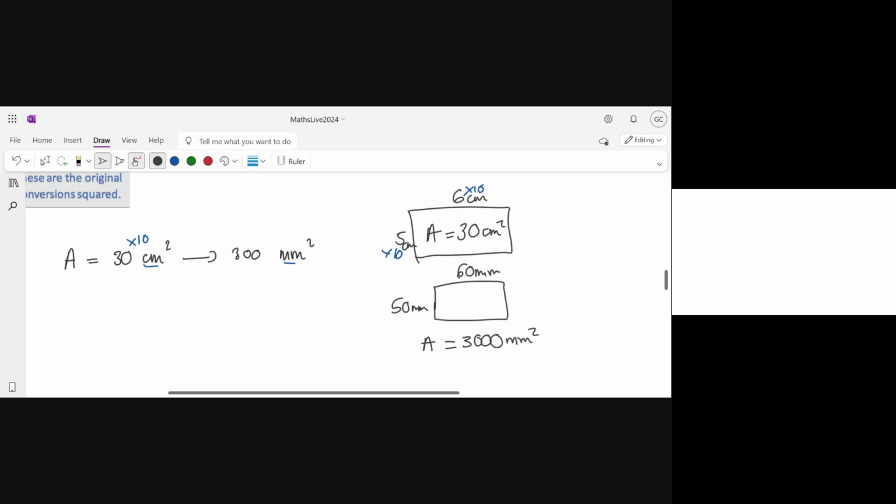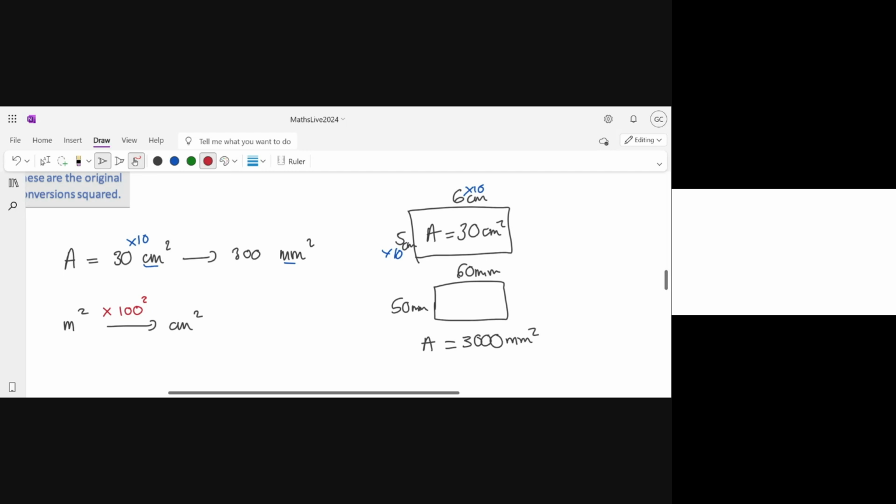So let me explain. If we're going from meters squared to centimeters squared, normally we would multiply by 100. But because both of these things are squared, we need to multiply by 100 squared. Okay? Because my dimensions are also already squared, I need to make sure that I'm squaring the conversion as well.